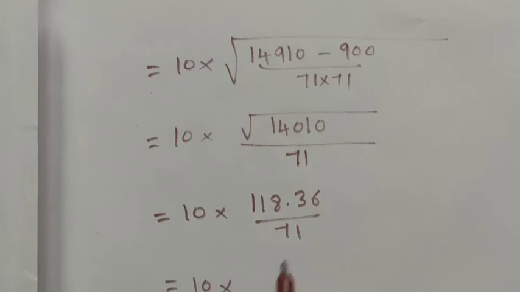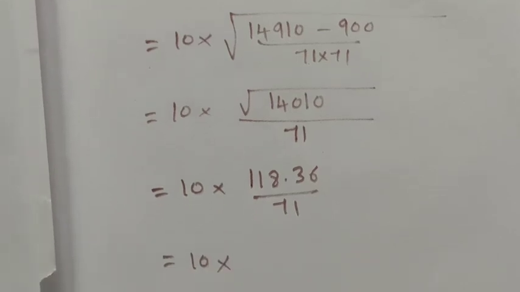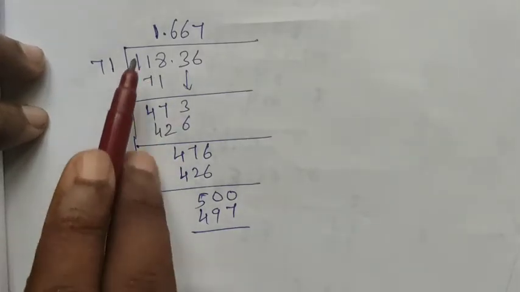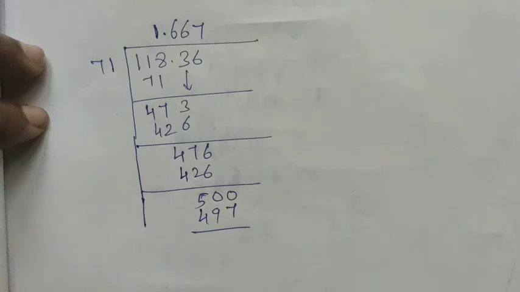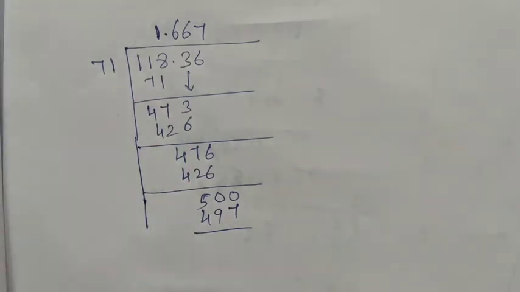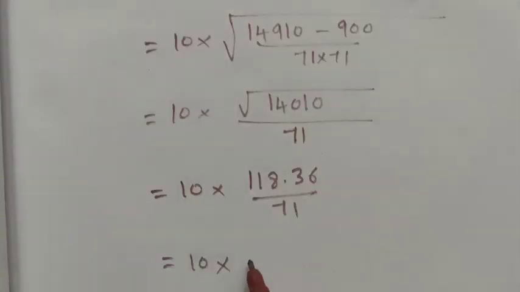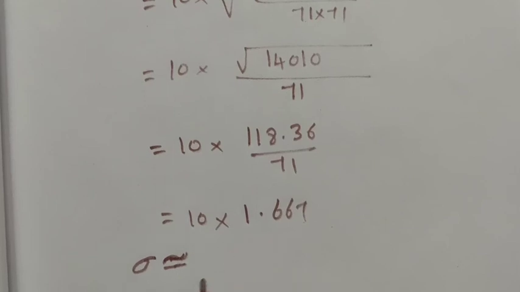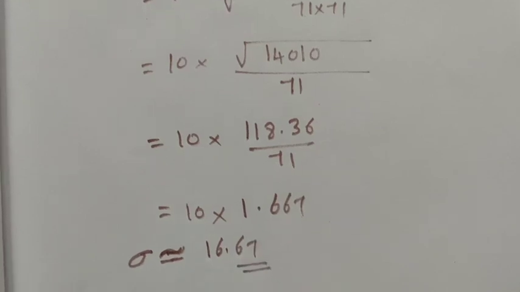We get the answer. When we divide 118.36 by 71, if we divide 118 by 71, we get the value 1.667, and it goes on, right? We have just taken 3 decimal places, 1.667. This is multiplied by 10, so the standard deviation sigma is approximately, here we give the final answer as approximate, 16.67. Thank you, students.